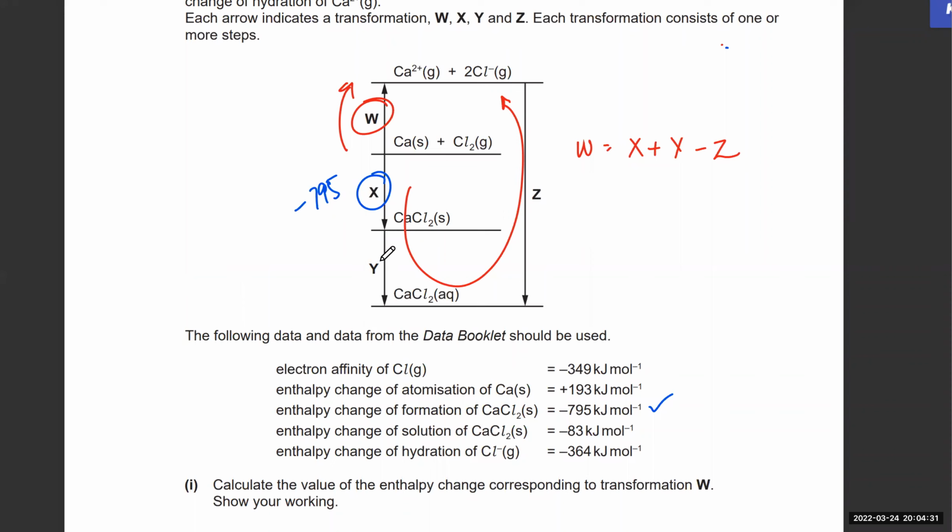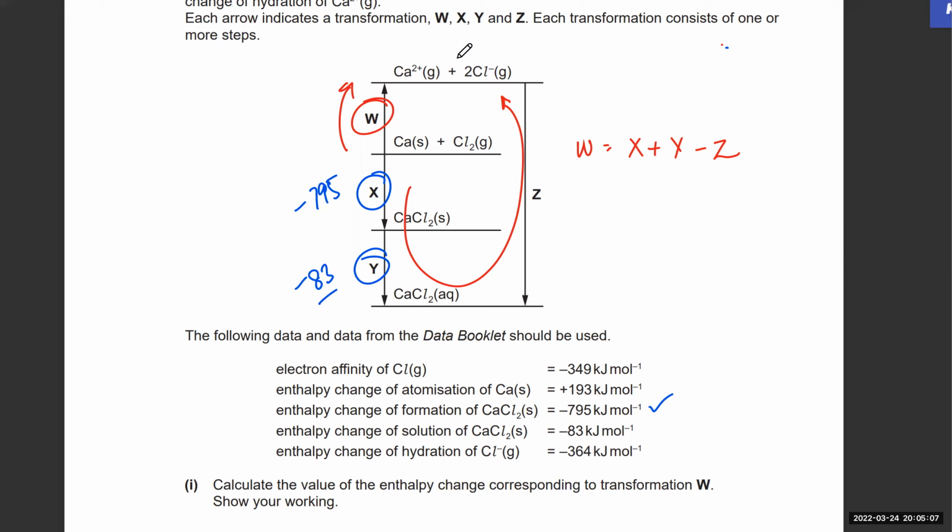What is Y then? A solid that's turning into aqueous. What is Y? What's Y? Solid turning into aqueous. What's Y? Munir, Saim, any idea? Umar? Enthalpy change of solution. Okay, that is minus 83. 1 mole of a solid turns into 1 mole of aqueous, that's given over here.